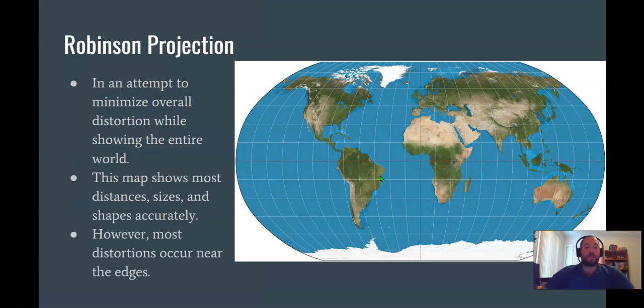Next we have the Robinson projection. The Robinson projection was an attempt to minimize the overall distortion while showing the entire world. Now, this map shows most distances, sizes, and shapes somewhat accurately. However, most distortions occur again near the edges.